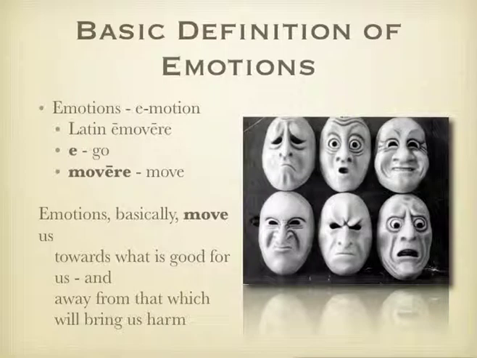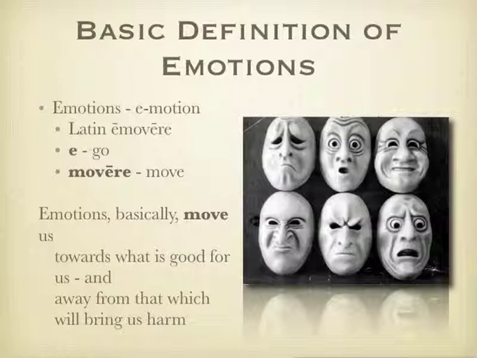Maybe a good place to start would be with a rather generic kind of definition of emotions. Emotions comes from the Latin word emovere. E means to go someplace or to go in a direction, and movere means to provide impetus towards that direction. So basically, what emotions mean is the directing of the individual towards a particular goal or away from a particular object.